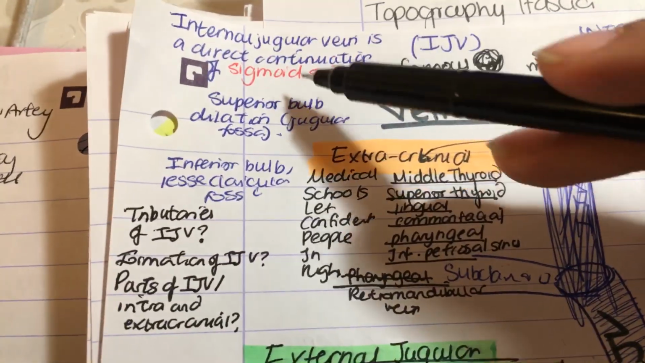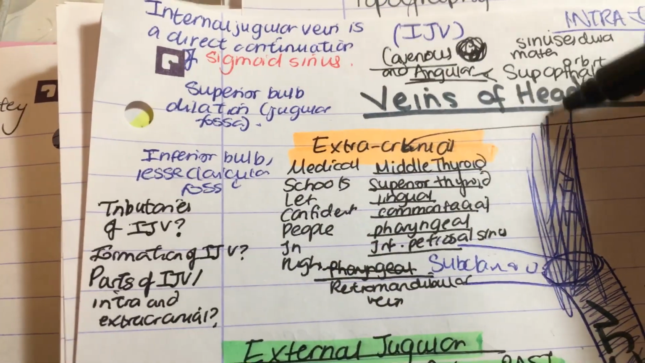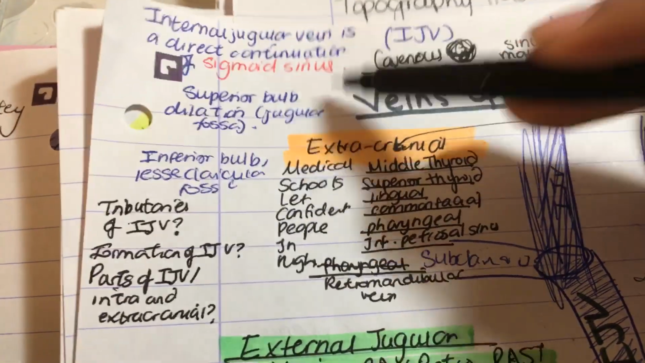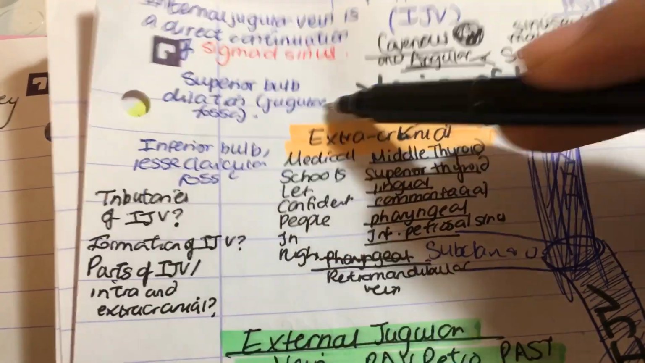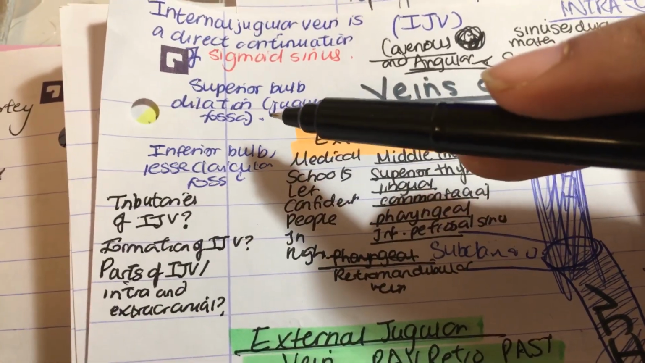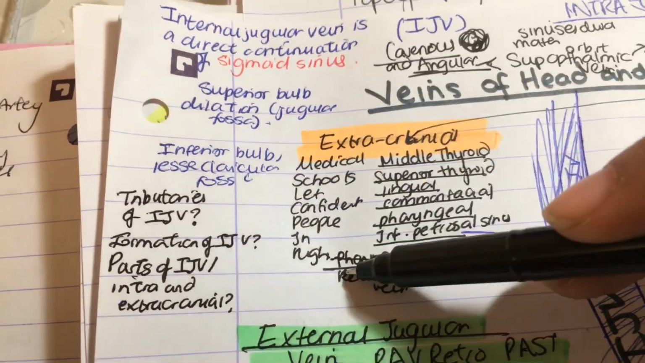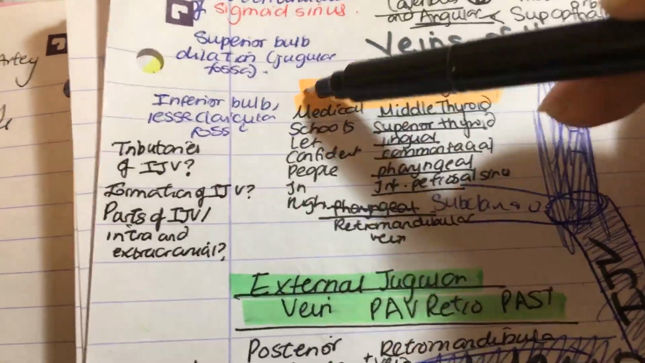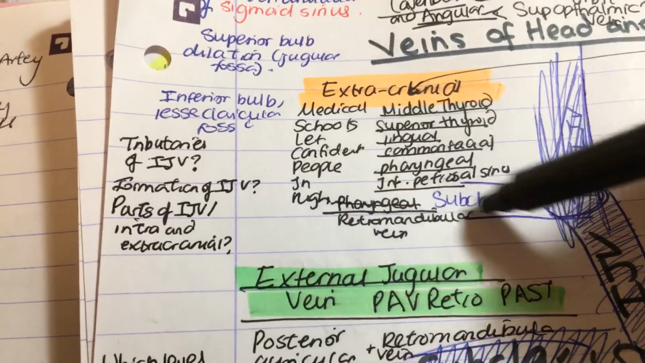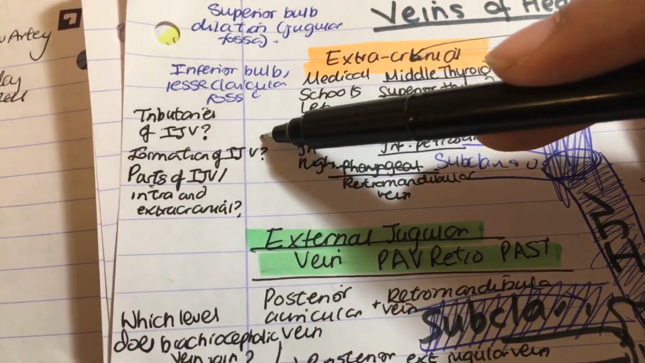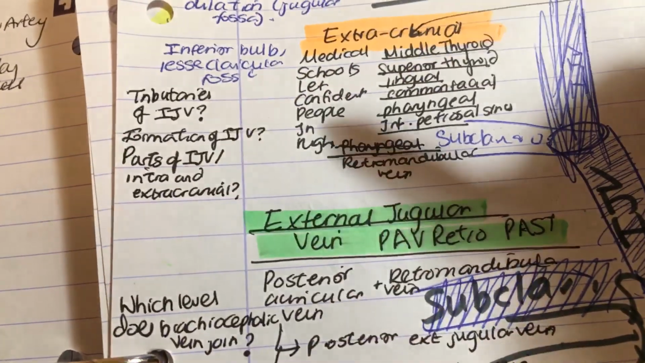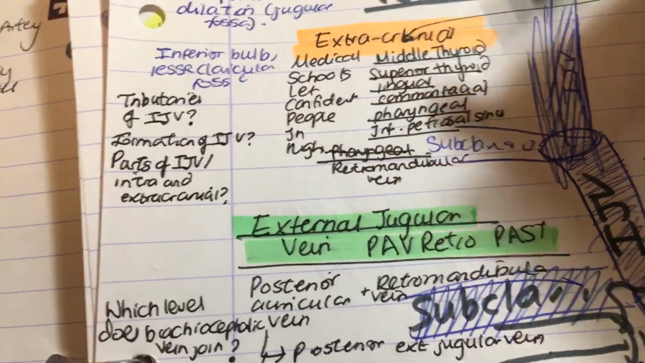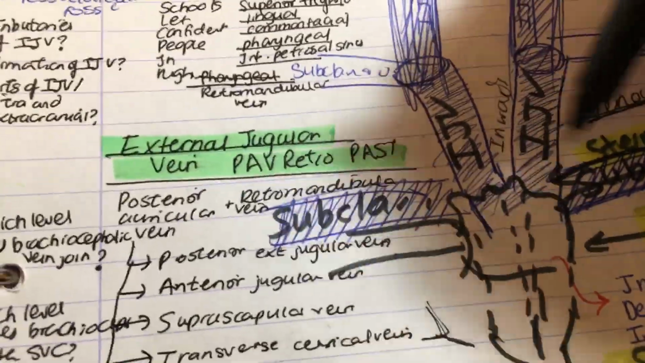You also have to remember that there's a superior bulb of the internal jugular vein, which is in the jugular fossa, inside the cranium, and there's an inferior bulb which is in the lesser clavicular fossa, which is outside. These are just dilations. Then the tributaries of the internal jugular vein would be the middle thyroid and all of these, and the formation of the internal jugular vein is basically what we've just said.